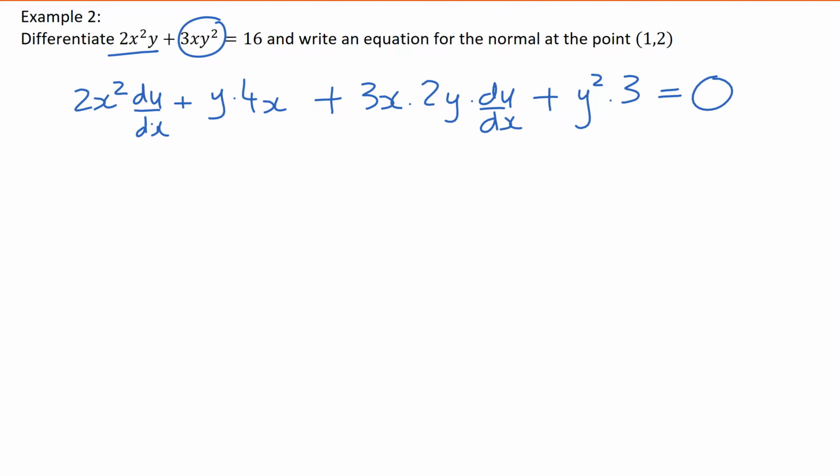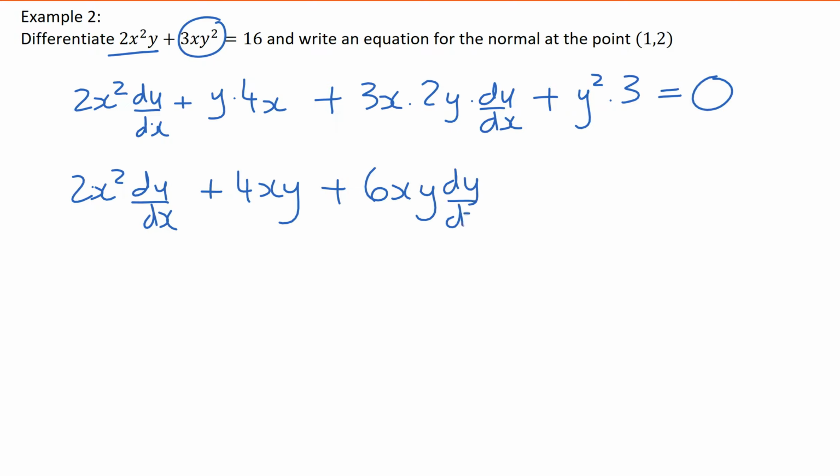Now that's automatically a little bit complicated, eh? Can I make it a bit easier, just by collecting and making it a bit tidier? So it's just 2x squared dy by dx plus 4xy plus 6xy dy over dx plus 3y squared is 0. Happy with that?